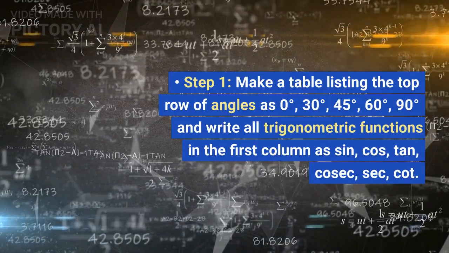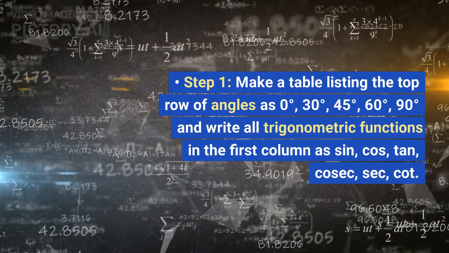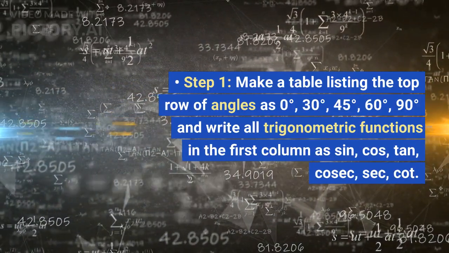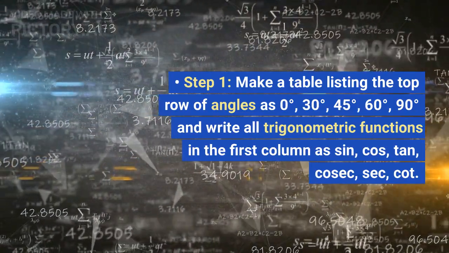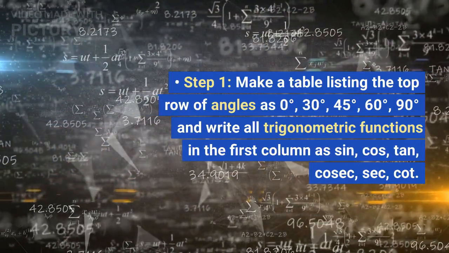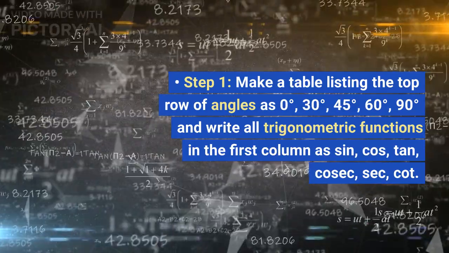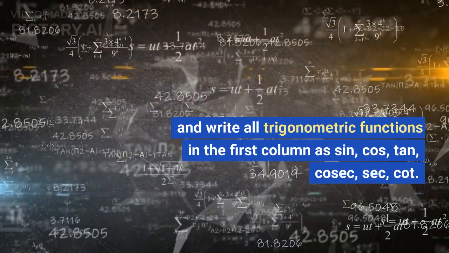Step 1. Make a table listing the top row of angles as 0 degrees, 30 degrees, 45 degrees, 60 degrees, 90 degrees, and write all trigonometric functions in the first column as sin, cos, tan, cosec, sec, cot.